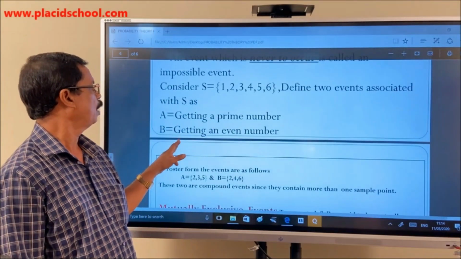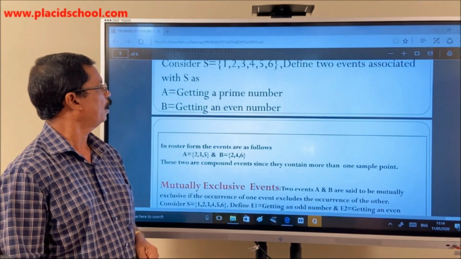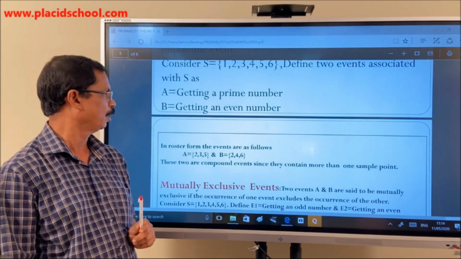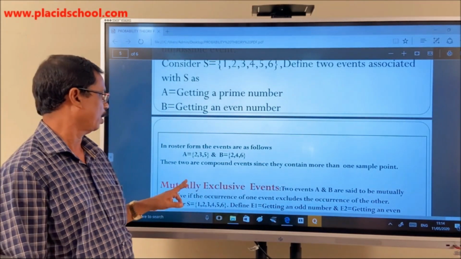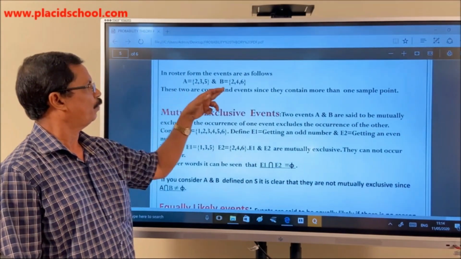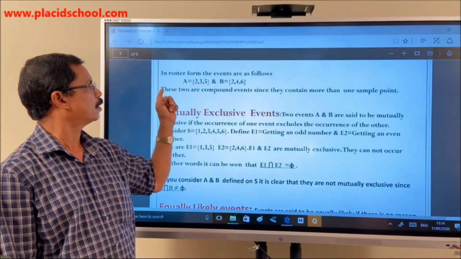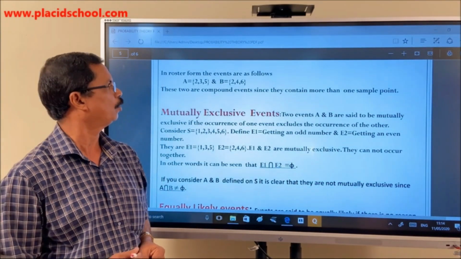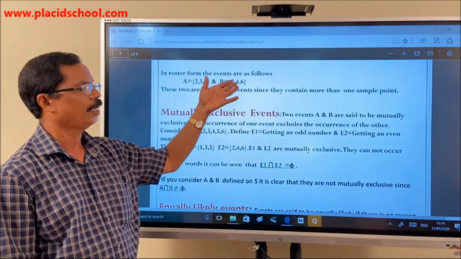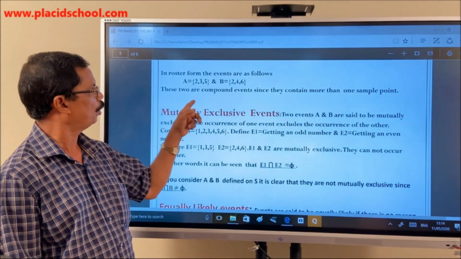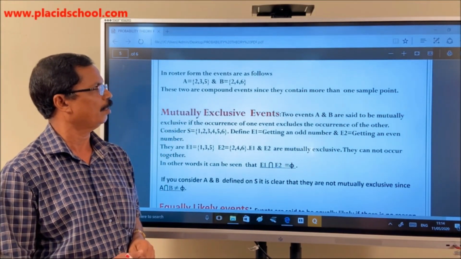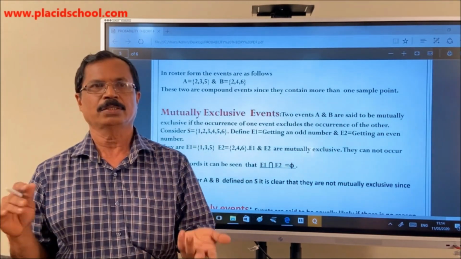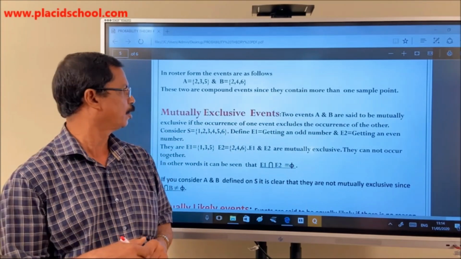Now consider another two events: A, getting a prime number, and B, getting an even number, in the experiment of throwing a die. In roster form, we can represent them like this: A is equal to the set {2, 3, 5} and B is {2, 4, 6}. Look at this, these are prime and these are even numbers. These two events are compound events since they contain more than one sample point. So a compound event always contains more than one sample point.